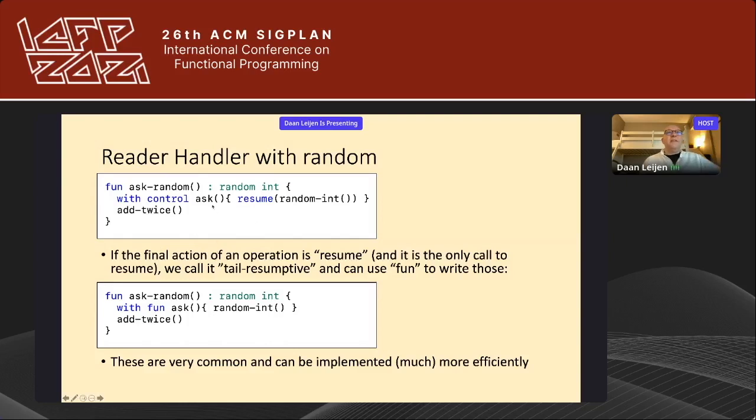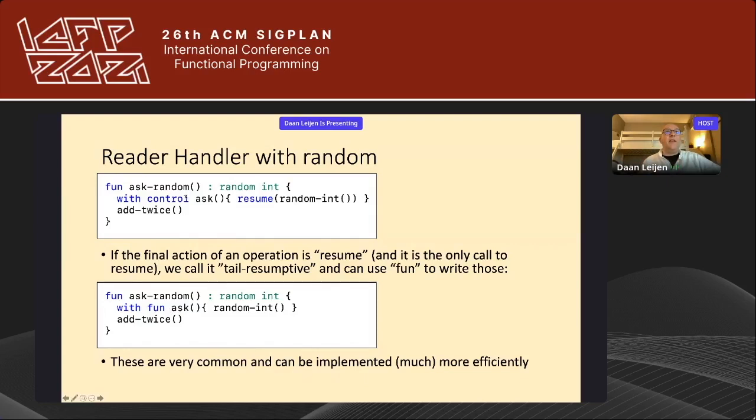So we make this easier because this happens actually a lot. I would say 90% of all the handlers you're ever going to define will be of this form, where resume is the tail call of your operation and you don't use it anywhere else. So in those cases, you can just write fun instead of control, and it signifies to the compiler that it will have this particular form, and they can be implemented much more efficiently. In particular, you don't have to capture the whole resumption, but you can execute them in place, and Ning will later show how that works.